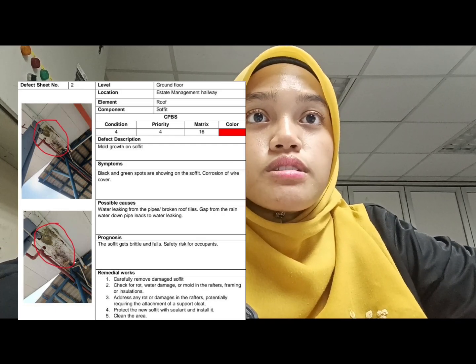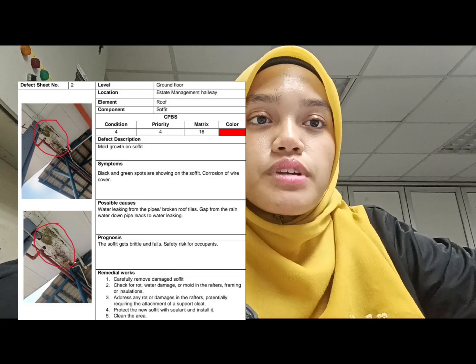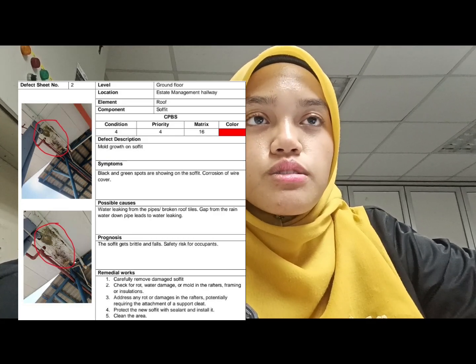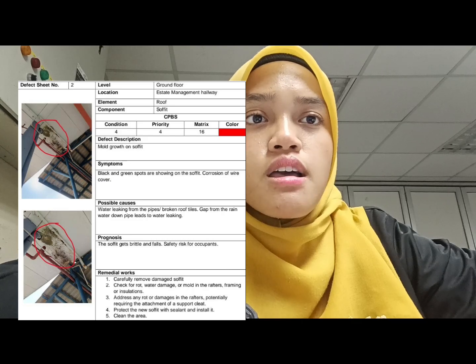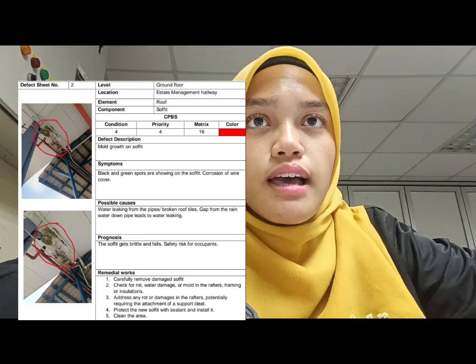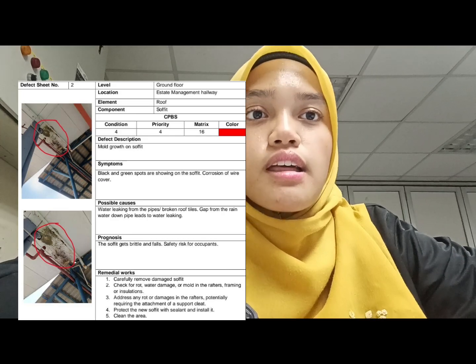The remedial works are to carefully remove the damaged soffit and check for any rot or any corrosion in the rafters area, and then carefully install the similar type as the surrounding soffit, and then make good work this step. As for the next building element type, it is the building fabrics and components.